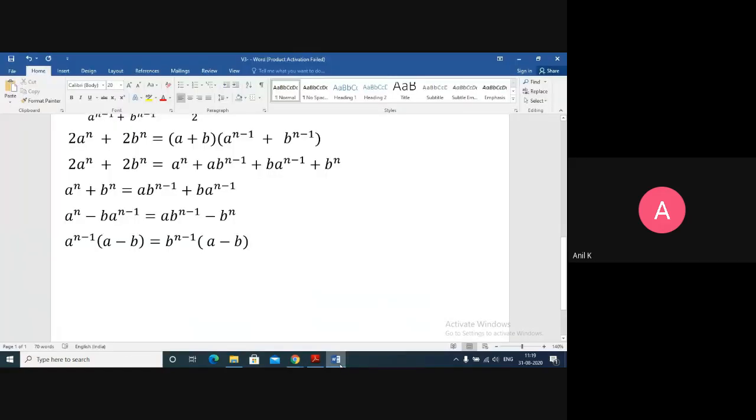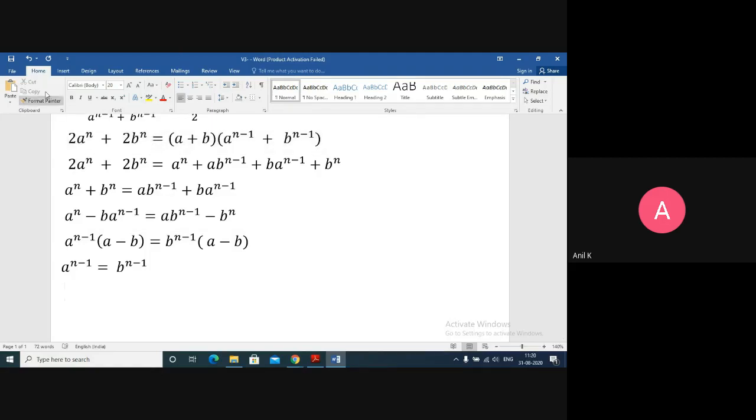I cannot take a to the power of n common directly. You may think I will take a to the power of n common, because n minus 1 is smaller than n, which means I have to take only the smaller quantity common. Now what happens here? a minus b both will get cancelled. So I am left with a to the power of n minus 1 equals b to the power of n minus 1. This is the term which I am left with.